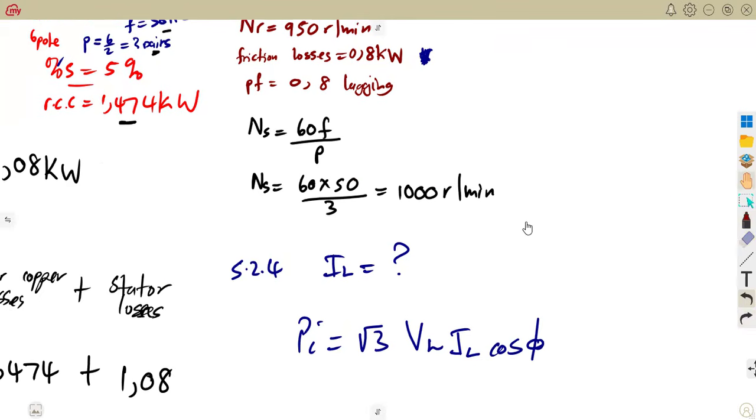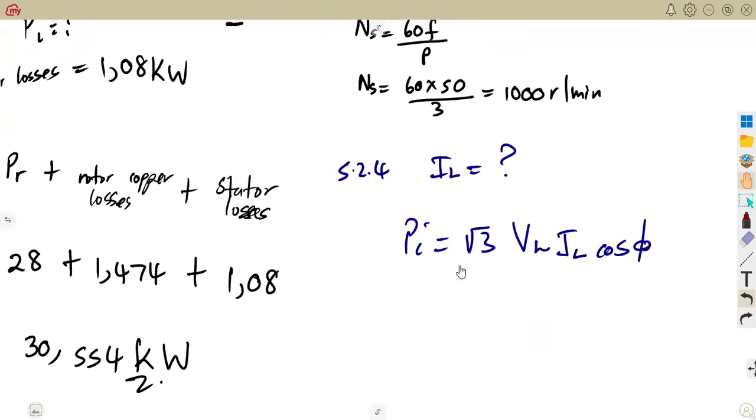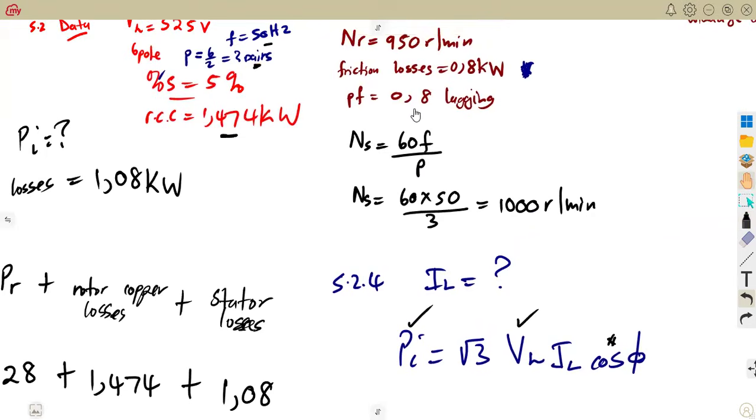But here we've got line values, so use the square root of 3 instead. So the question is, are we having all this? We are given the line voltage. Input power we calculated. The power factor we're given. Remember? We have the power factor there, the cos of phi. That is your power. Your power factor is there. You need to calculate this current. So let us just make it the subject.